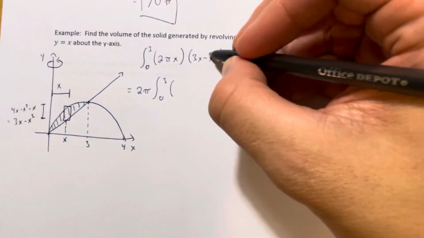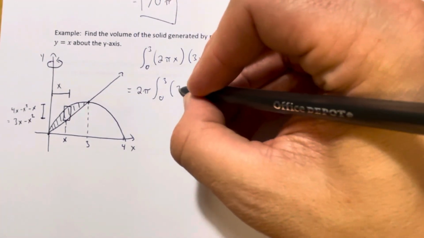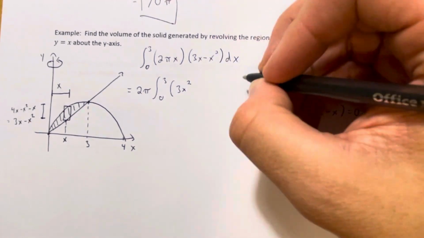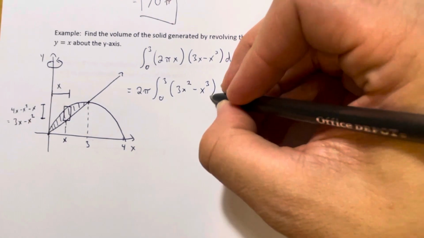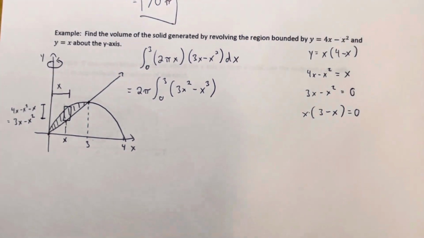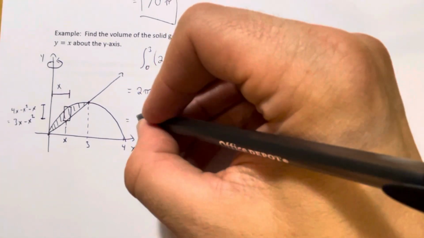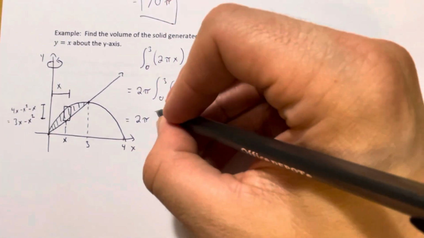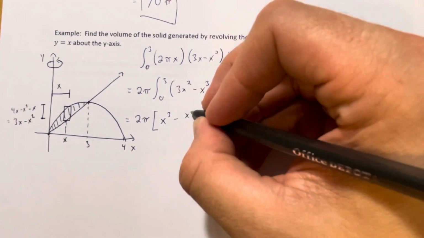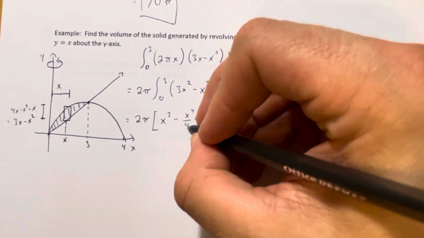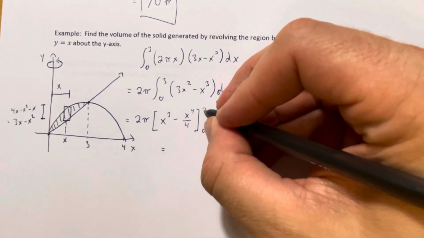Distribute that x in. It's not a constant, so it can't come out, but it can be multiplied into here to give me 3x squared minus x cubed. Okay, and I have a dx here. That's a nice simple polynomial, so now I'm going to end up with a 2 pi times x cubed minus x to the 4th over 4, and we're going from 0 to 3.